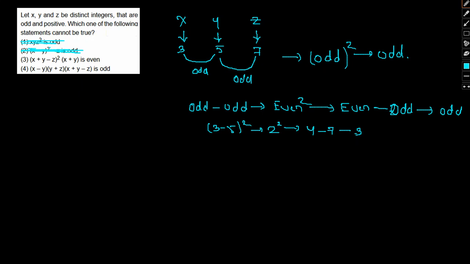Now let us try the next one. Here we are given x plus y minus z. Initially we have odd plus odd, like 5 plus 3 or 7 plus 3, which gives us even. Now even minus odd would actually give us odd, say 2 minus 5, 12 minus 13, 12 minus 15, always an odd. So even minus odd gives us odd, and odd square is again odd.